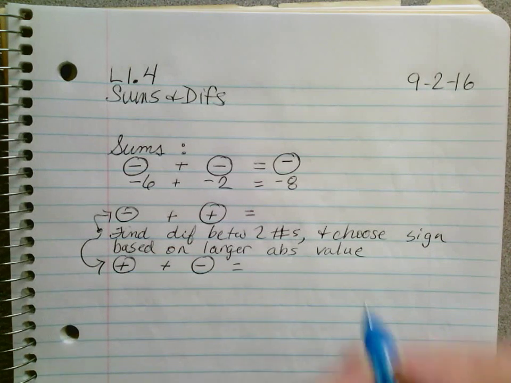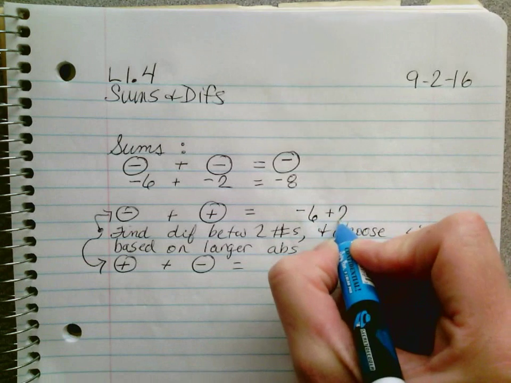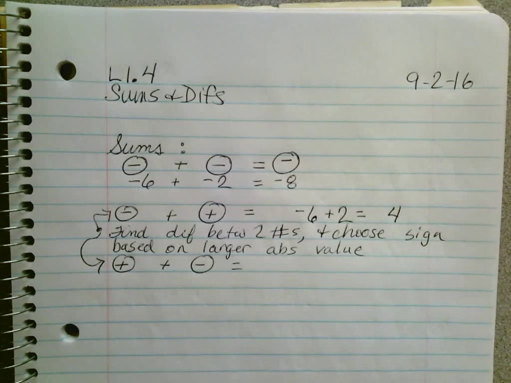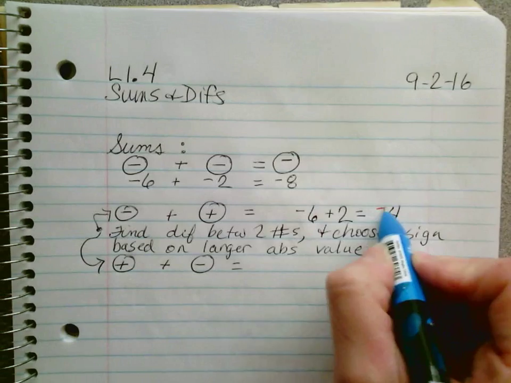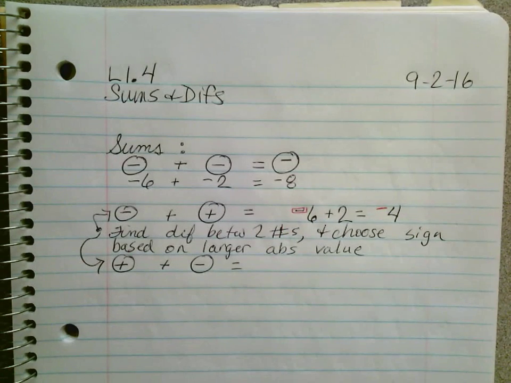So for the first one, say a negative 6 combined with a 2. I'm not going to do a plus plus 2. You guys know what I'm doing here. I'm going to subtract, which is the difference between those two items is 4. And I'm going to choose to make it a negative because the sign of the one with the larger absolute value is a negative. Okay?